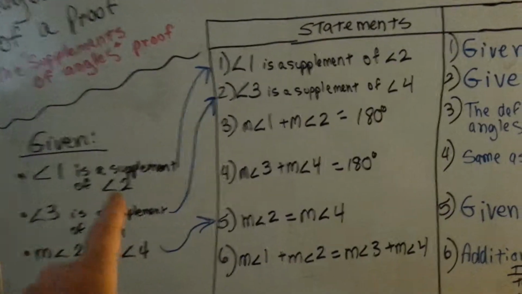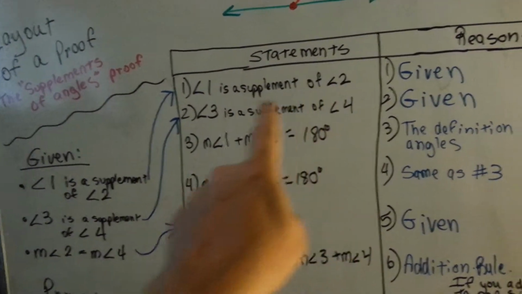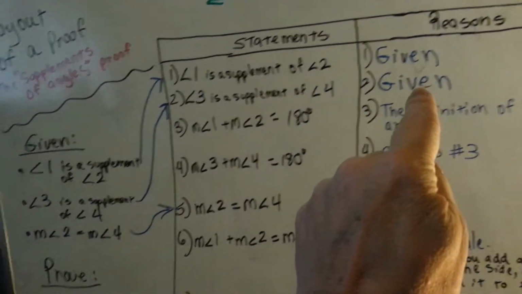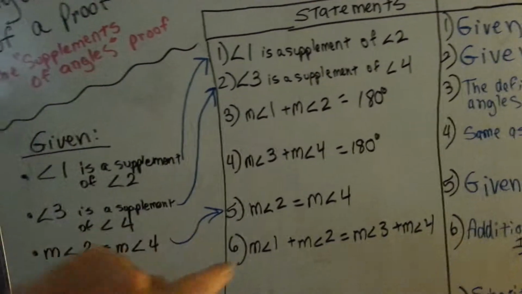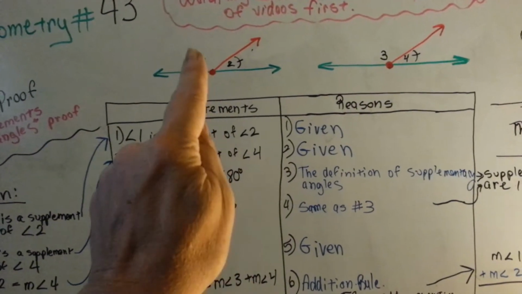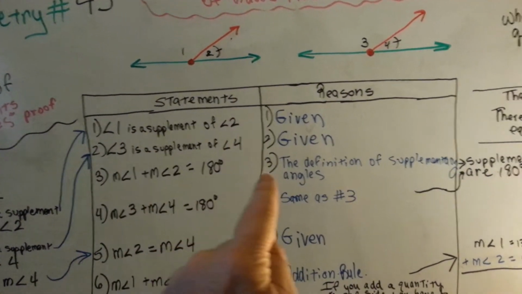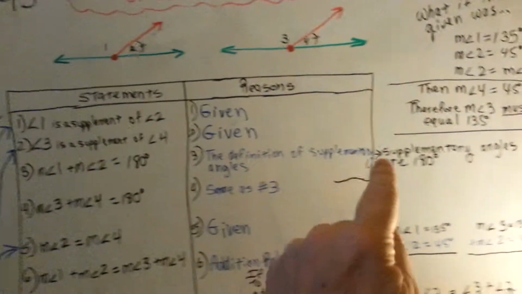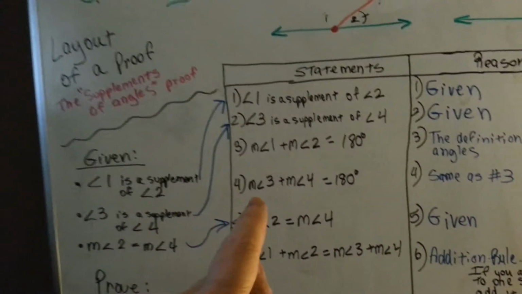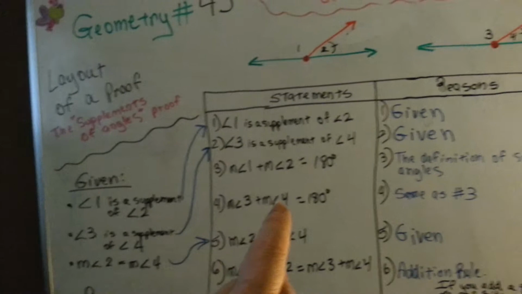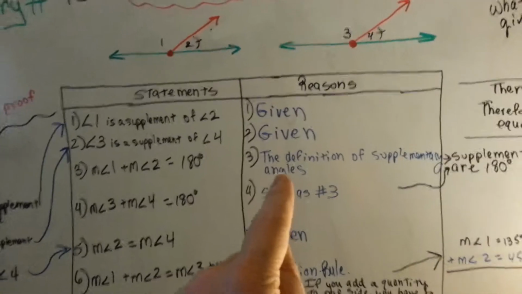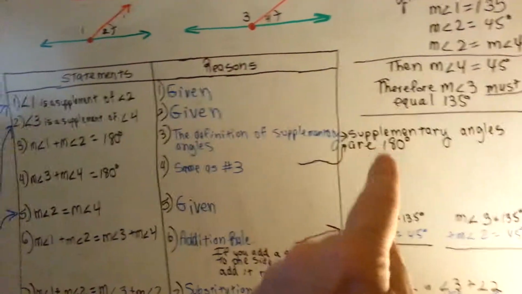So here's what we've got. We're going to plug in our given first, that 1 is a supplement of 2, that's given, and that 3 is a supplement of 4, and that's given. But we're going to hold off on this one, and we're going to say the measure of 1 plus the measure of 2 is 180 degrees. And our reasoning is the definition of supplementary angles. It says supplementary angles are 180 degrees. That's what the definition says. So that's our reason. Now we're going to say, in number 4, that 3 and 4 make 180 degrees. And our reasoning is the same as 3. The definition of supplementary angles is that they equal 180 degrees.